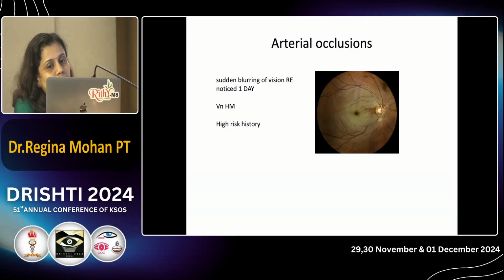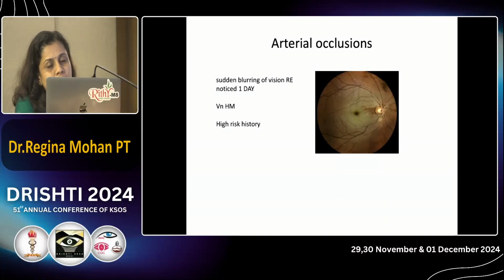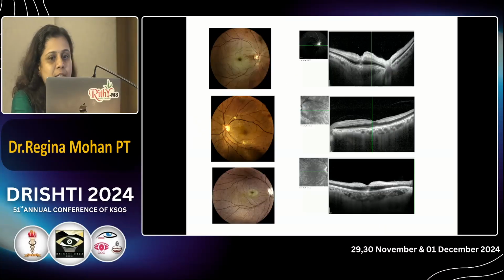A high-risk history will always be there, like diabetes, hypertension, and clinically it is very easy to identify. It's because of the striking findings like whitening of the posterior pole, the typical cherry red spot sign, and sometimes you may be able to identify some thrombi or emboli within the vessels. Even though I said it is easy to identify, sometimes it may be difficult to identify.